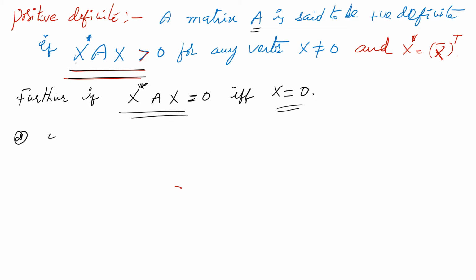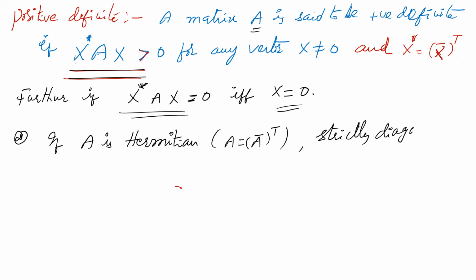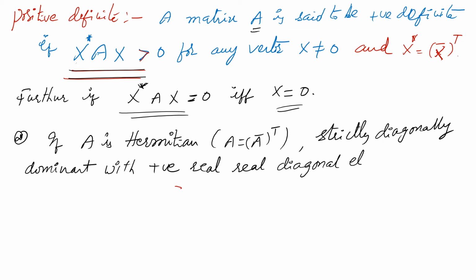Now, one more point here. If A is a Hermitian matrix, that means A equals A bar whole transpose, and strictly diagonally dominant with positive real diagonal elements. What is that? Matrix A is Hermitian and strictly diagonally dominant, that means diagonal values are more than the sum of the corresponding values in that row, with the diagonal elements being positive real numbers. Then A is positive definite.